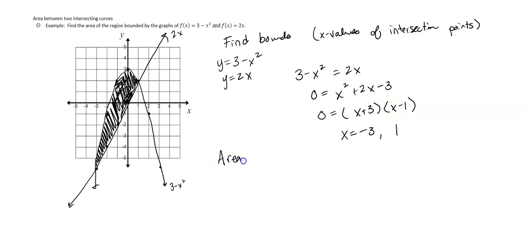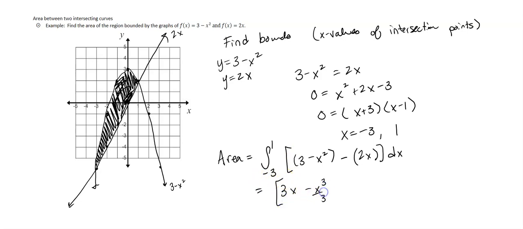So the area would be the integral from the lower bound to the upper bound, so from negative 3 to 1. And we're going to start with the function that is higher on the graph, which in this case is going to be 3 minus x squared. And we're going to subtract the lower function, which is 2x, and integrate that. If I integrate this, I get 3x minus x cubed over 3 minus 2x squared over 2, all from negative 3 to 1.